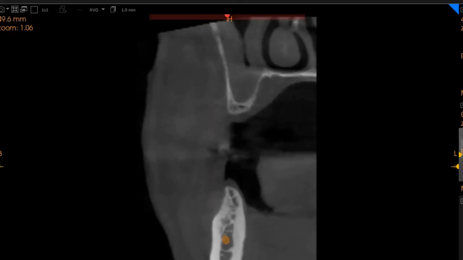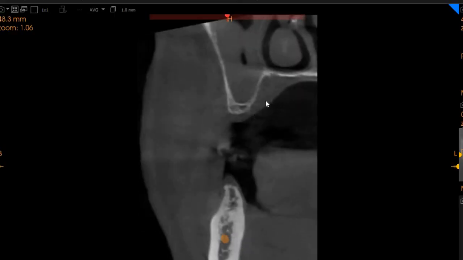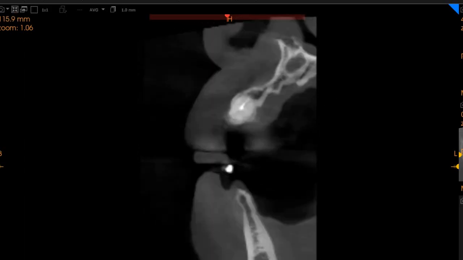Moving to the region of the 5, again, very limited bone, just 4 millimeters of bone width, 5 millimeters of height. Moving to the region of the molars, implant placement will not be possible, especially because of the extreme sinusitis here. So sinus lift procedure would also be complicated.